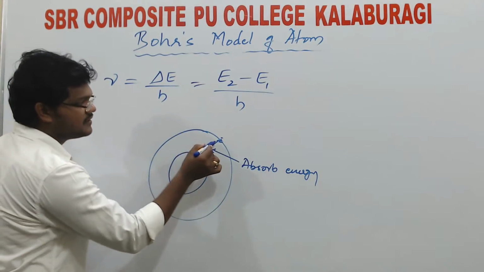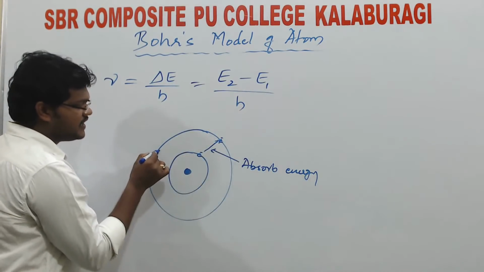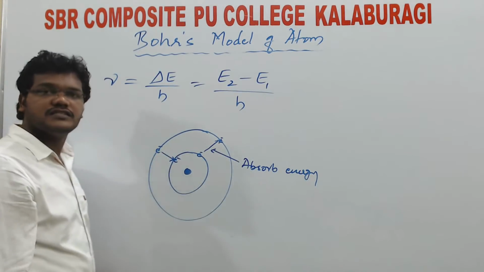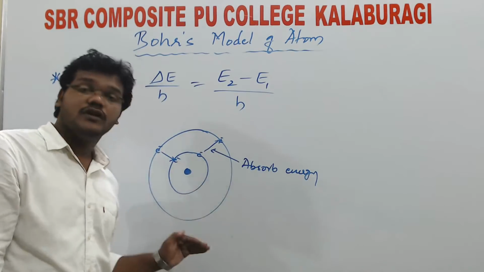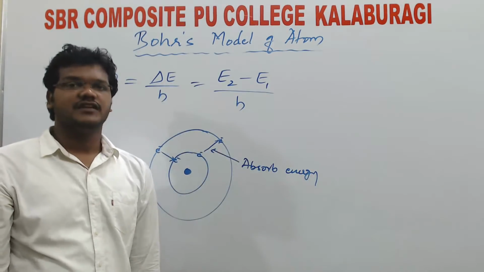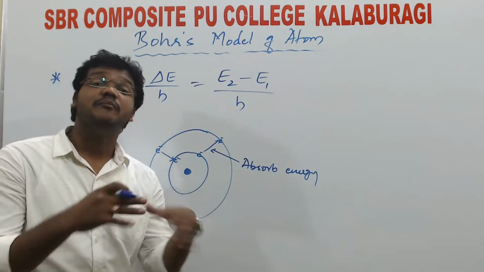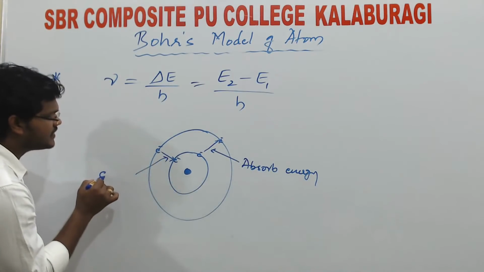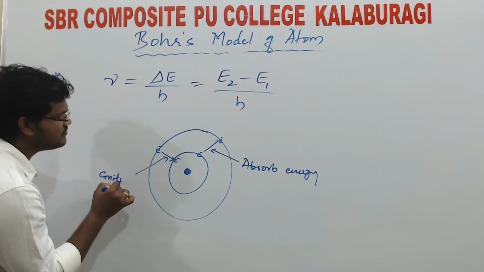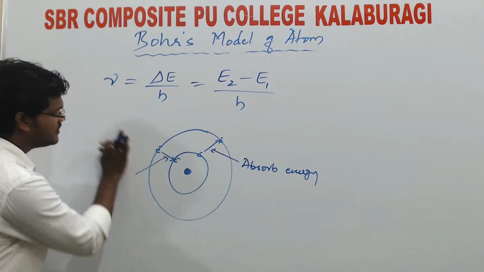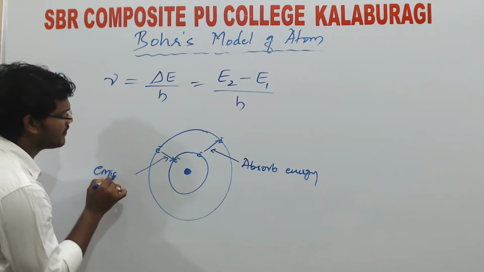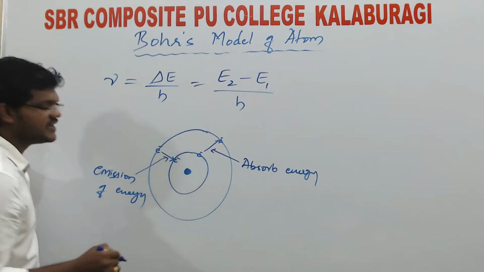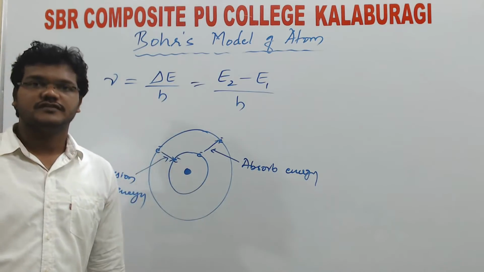If the electron is coming back to the previous, lower energy level, it has to emit the radiation. It has to emit the energy. Here I'll get emission of energy. Are you people understanding? Okay. So that is the fourth postulate.